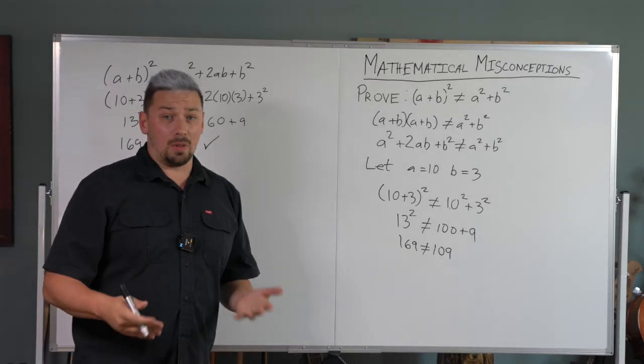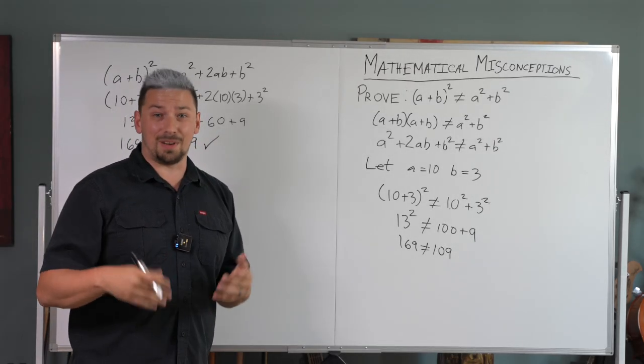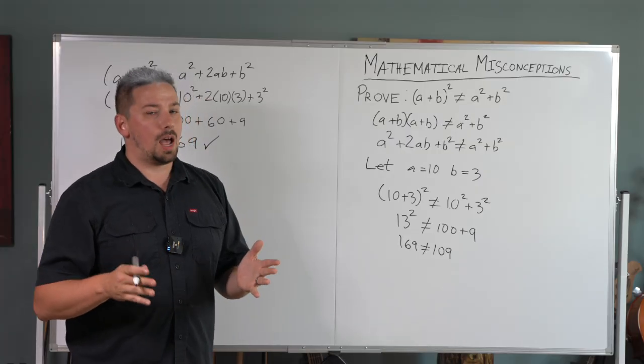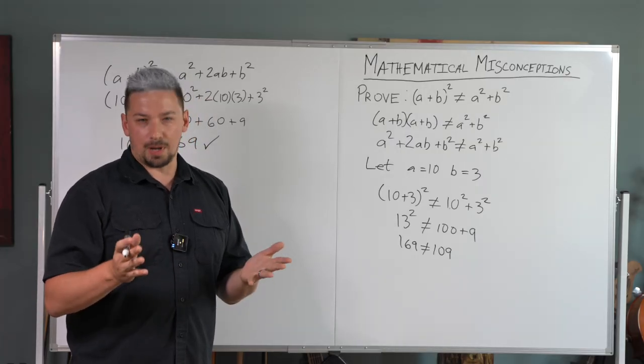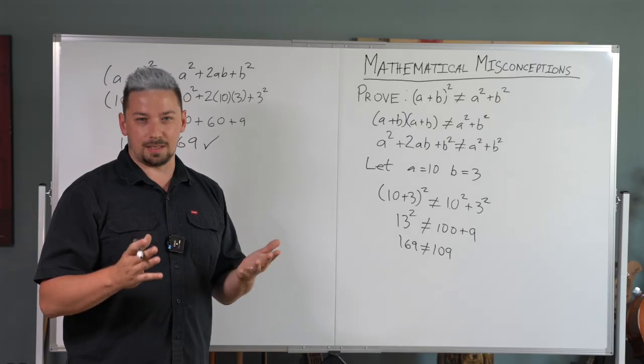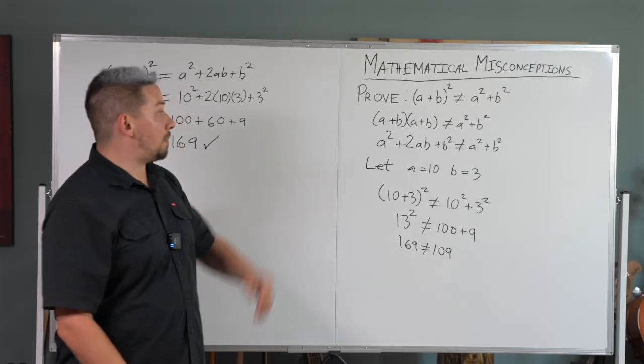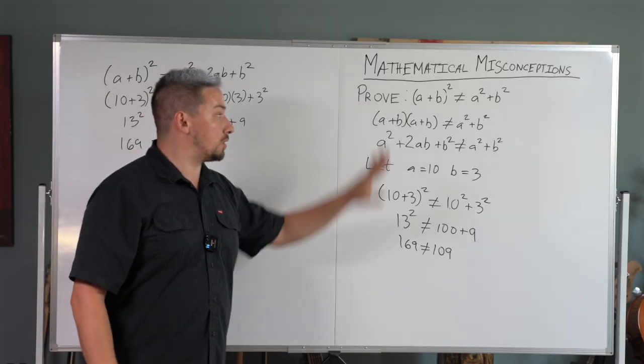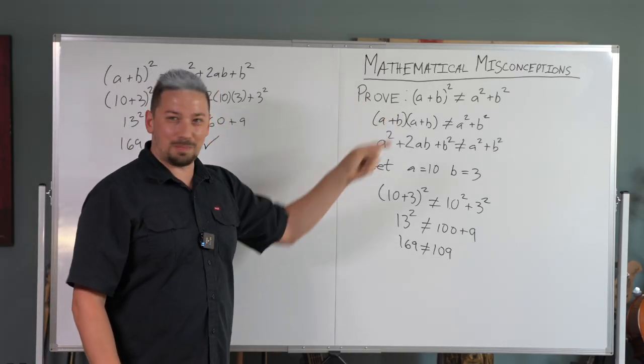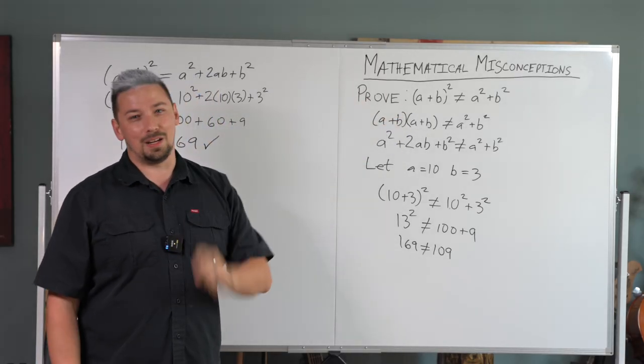On a test, you may only want to do this once or twice just to verify if you're not sure. But when you're doing homework, I recommend you try several different numbers just to make sure that it's nice and consistent, because that's what's going to give you ownership at the end of the day. So this was Mathematical Misconceptions on (a + b) all squared is not equal to a squared plus b squared. Now that you've seen this, I hope that you never do it again.